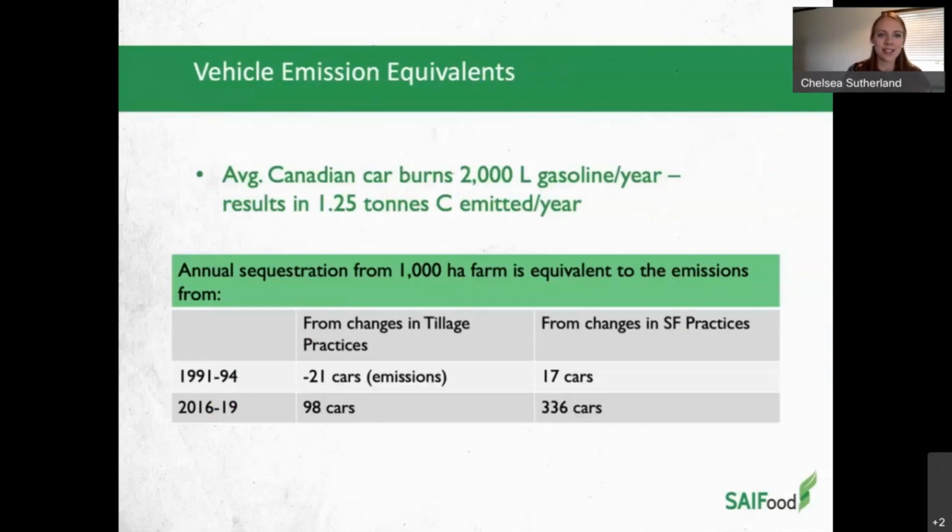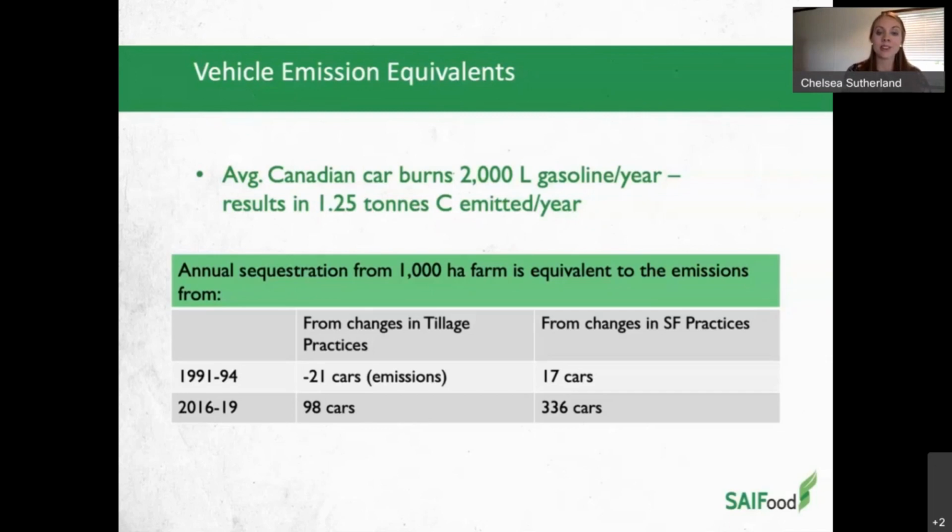So we can also discuss these results in terms of vehicle emission equivalents. So consider that the average Canadian car burns about 2,000 liters of gasoline every year. And this results in that car emitting about 1.25 tons of carbon every year. So if we consider again this hypothetical 1,000 hectare farm, in the early 90s, tillage practices on this farm resulted in emissions that were equivalent to the emissions from about 21 cars. But by 2016 to 2019, this farm's adoption of conservation tillage practices resulted in sequestration from these soils, which was equivalent to actually taking about 98 cars off the road.